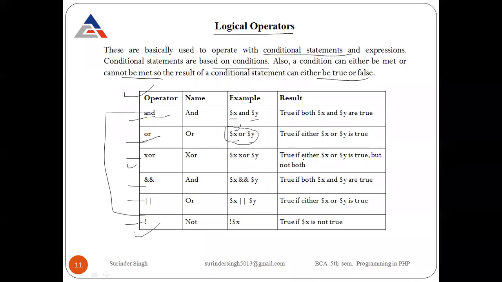it returns true if either X or Y is true but not both. Clear? It returns true if both are different. If X is true, then Y is false, then it returns true. For getting the result true, one is true and the other is false. If both are true or both are false, then XOR gives us false.